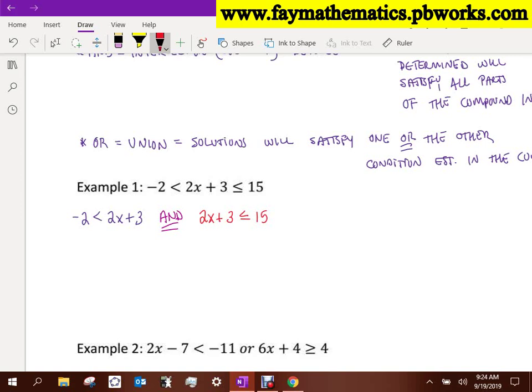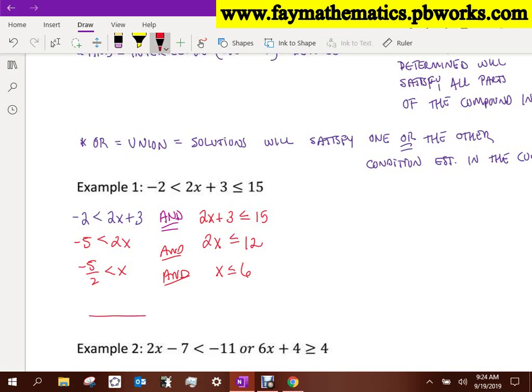Now let's look at this purple one. If I were to solve that purple one, what would you do first? Subtract 3. So you get -5 is less than 2x. What would you do over here in this red one? Subtract 3. So I get 2x is less than or equal to 12. What would you do to solve for x in this one? Divide by 2. And over here? Divide by 2. We're going to carry that phrase and all the way through. I do the exact same algebra at every single step for both of those: subtracted 3 and then divided by 2.